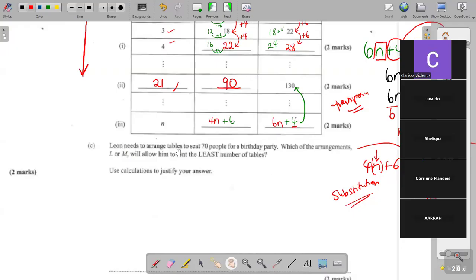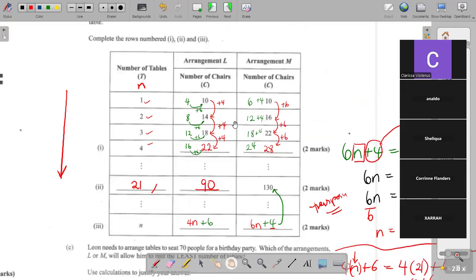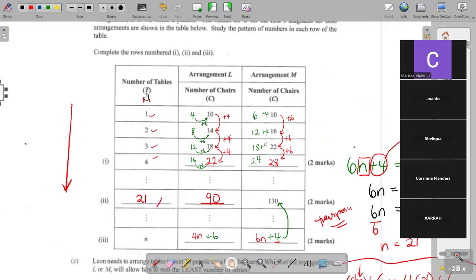Leon needs to arrange tables to seat 70 people. So I want to understand something. What does C represent? A, the number of chairs. And I want to make sure you understand the table. What does N represent? N represents the number of tables.